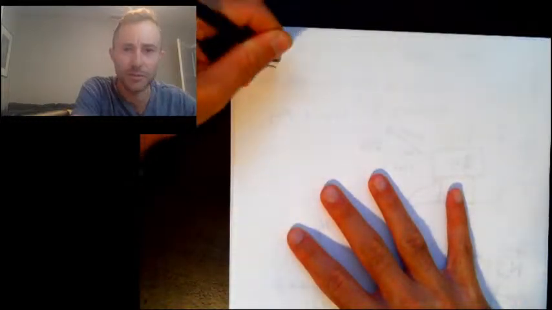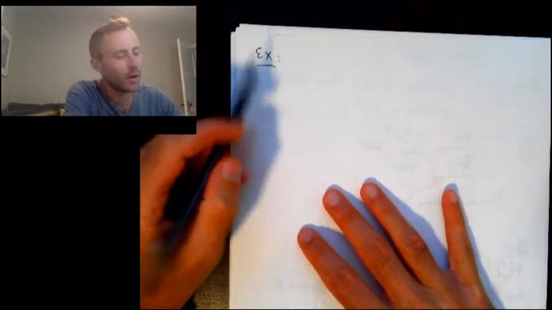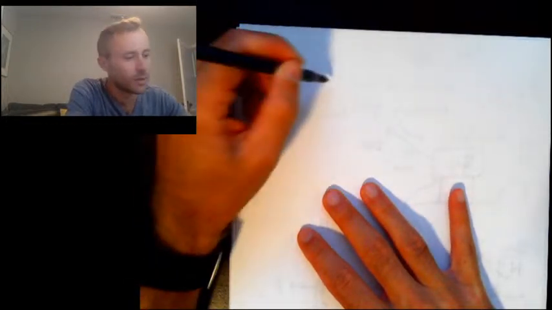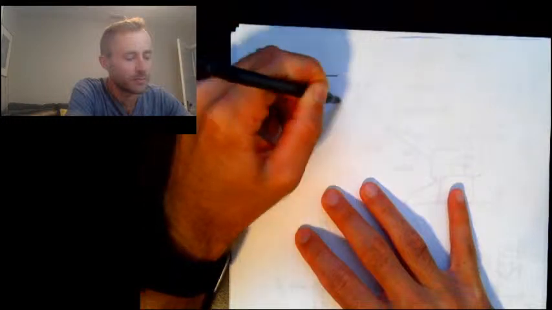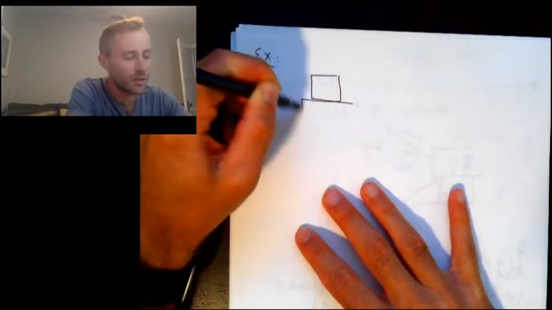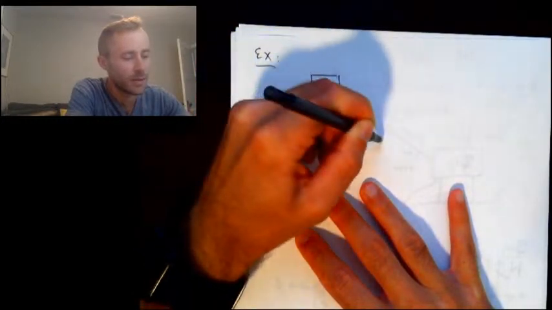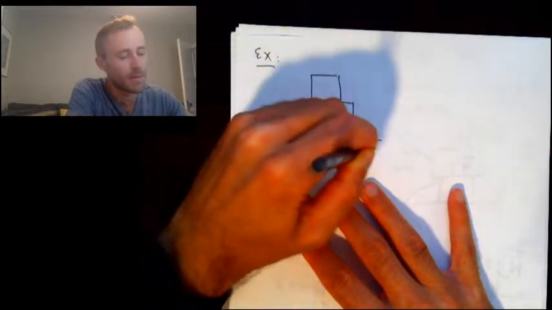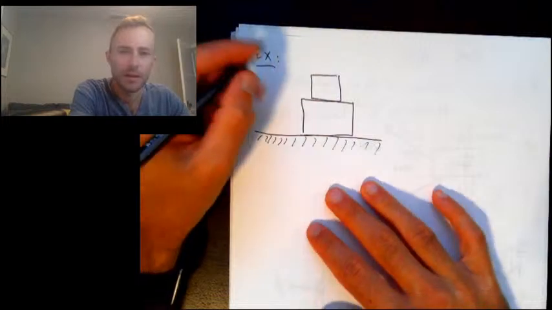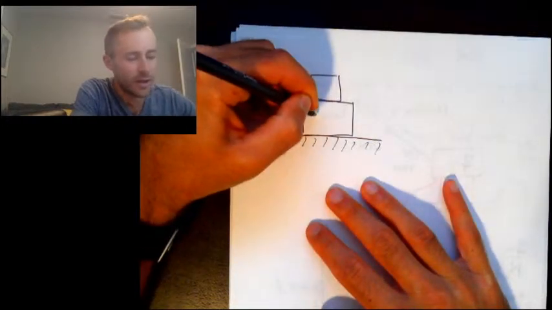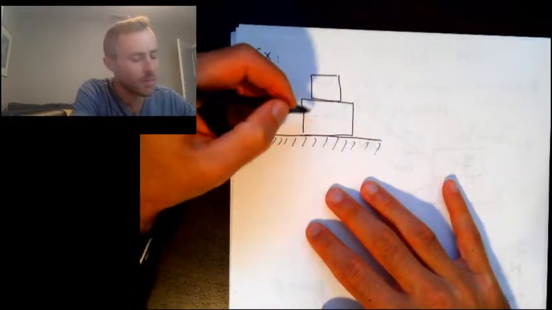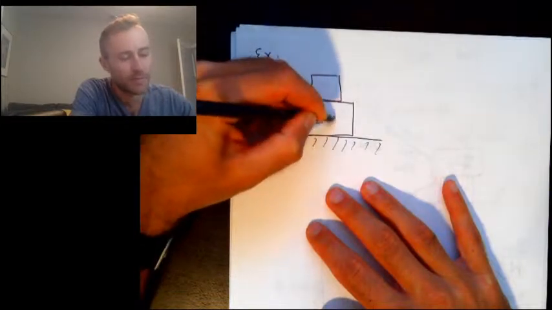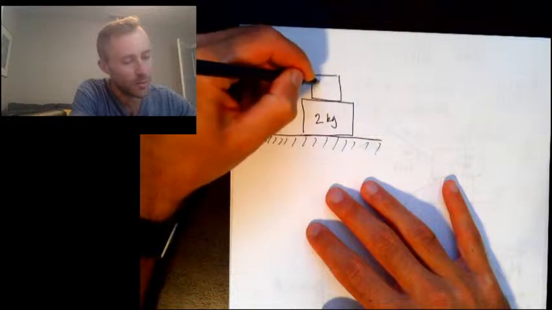Let's do a second example. Let's suppose that we have two blocks on top of each other again. We have a floor. And this is, let's say, a 2 kilogram block. And this is a 1 kilogram block.